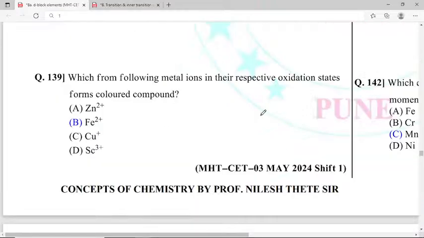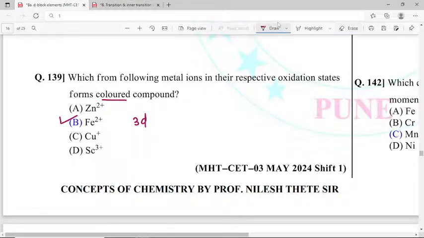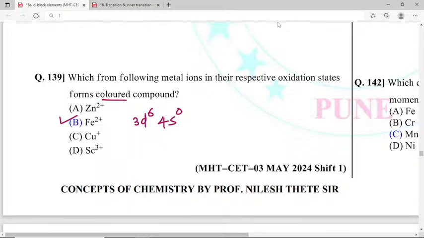Which of the following metal ions in their respective oxidation state forms a colored compound? Iron. It is 3d6 actually, 3d6 4s2, and for Fe2+ it is 3d6 4s0. So there are 4 unpaired electrons.